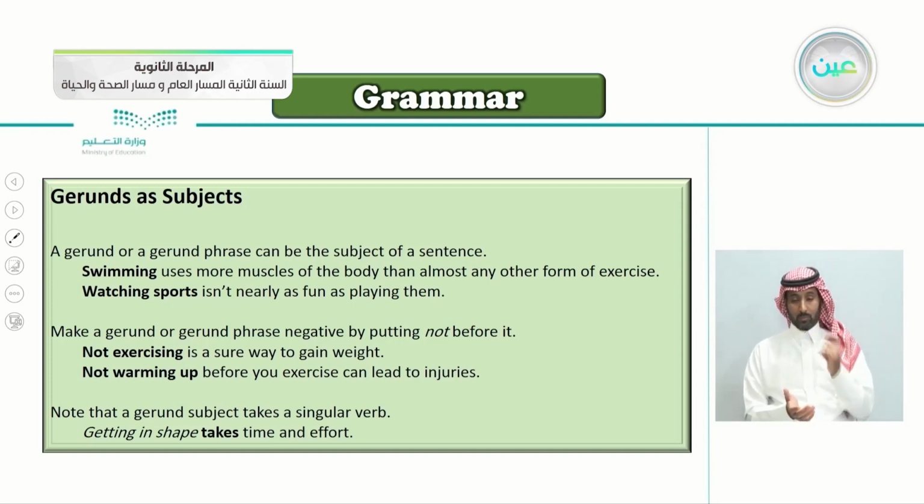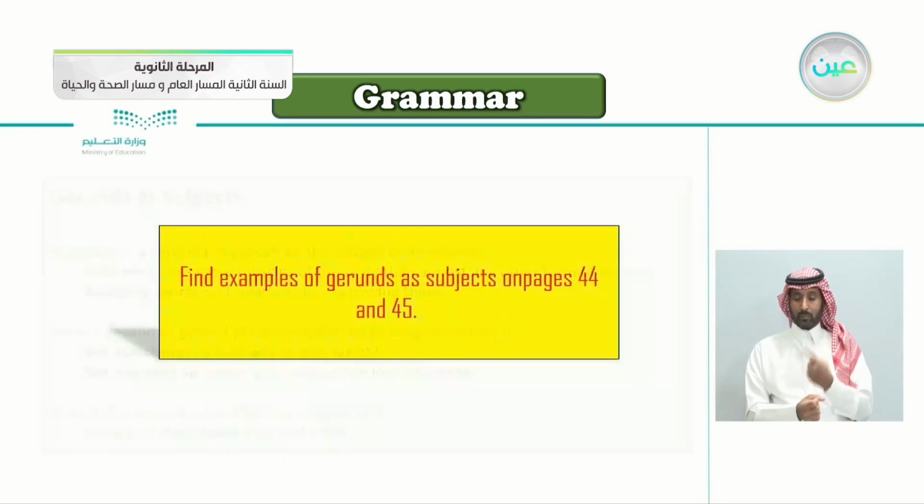Note that a gerund subject takes a singular verb. Again, note that a gerund subject takes a singular verb. Getting in shape takes time and effort. Getting in shape takes, so this is a singular verb. Getting in shape takes time and effort. So this is gerunds as subject.